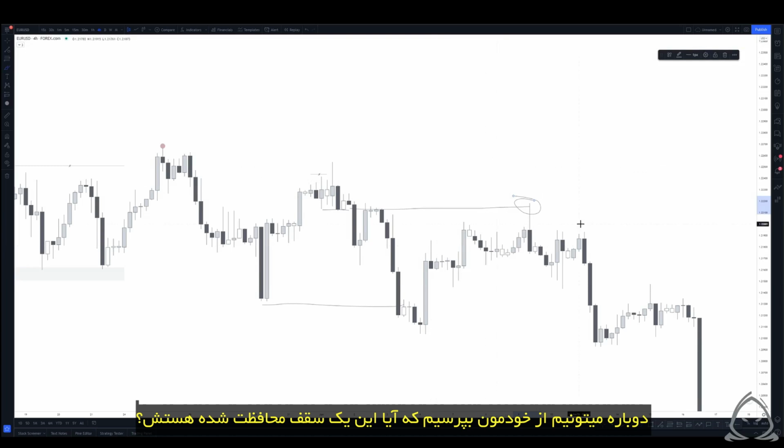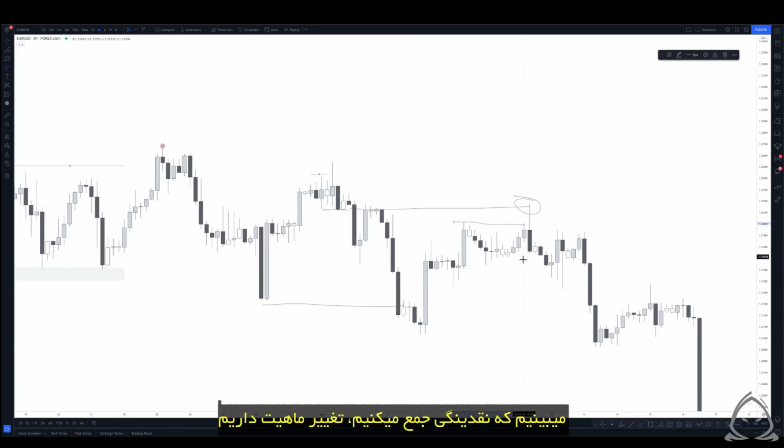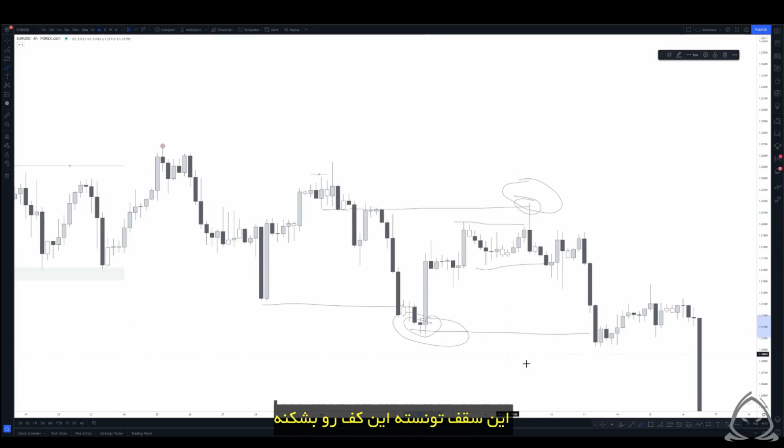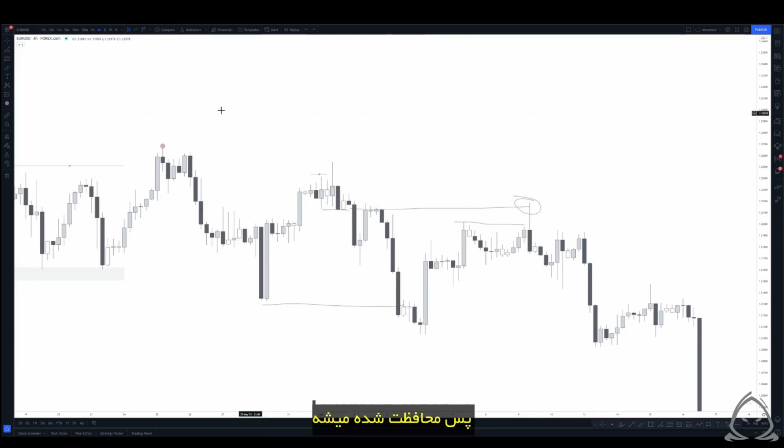Again, we can ask ourselves, is this a protected high? What we can see is we take liquidity, we have a change of character. More importantly, we take swing structure and continue moving to the downside. This high was successful in taking out this low, therefore it becomes protected.